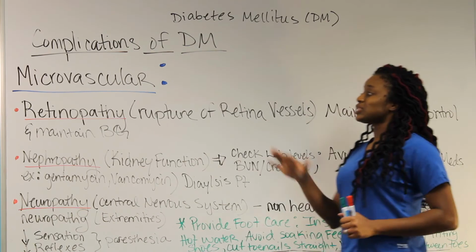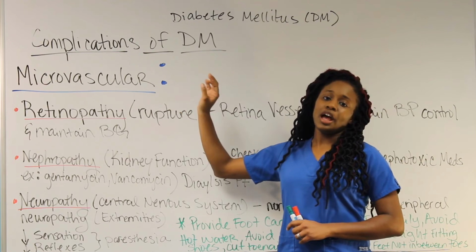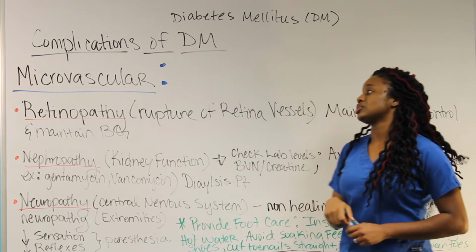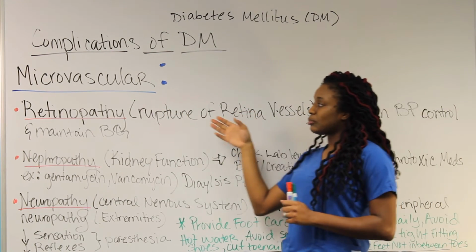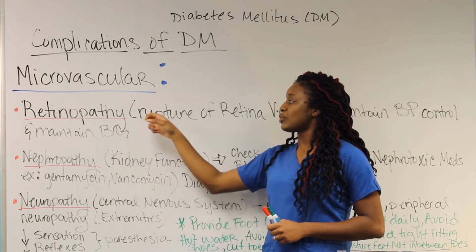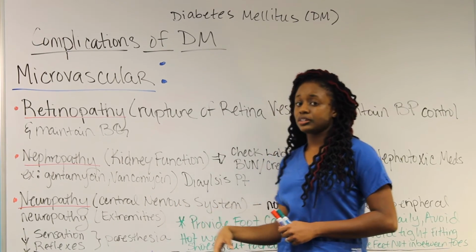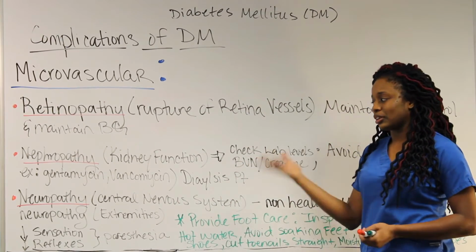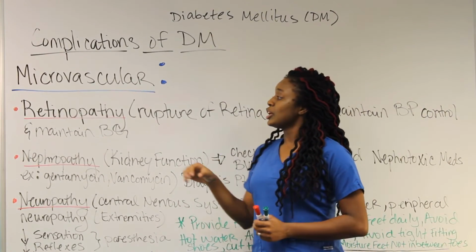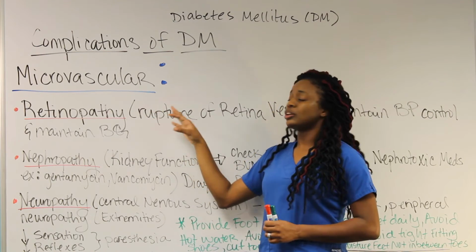So last but not least, we're going to talk about microvascular complications, okay? And within microvascular, we have three main ones, which is retinopathy, nephropathy, and neuropathy, okay? Or neuropathy, however you want to pronounce it. So first off, we're going to talk about retinopathy.